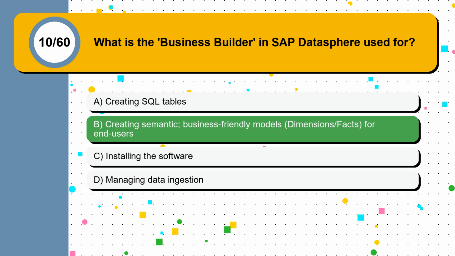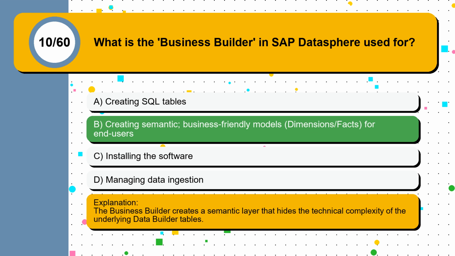The correct answer is option B, creating semantic, business-friendly models, dimensions/facts, for end users. The Business Builder creates a semantic layer that hides the technical complexity of the underlying Data Builder tables.